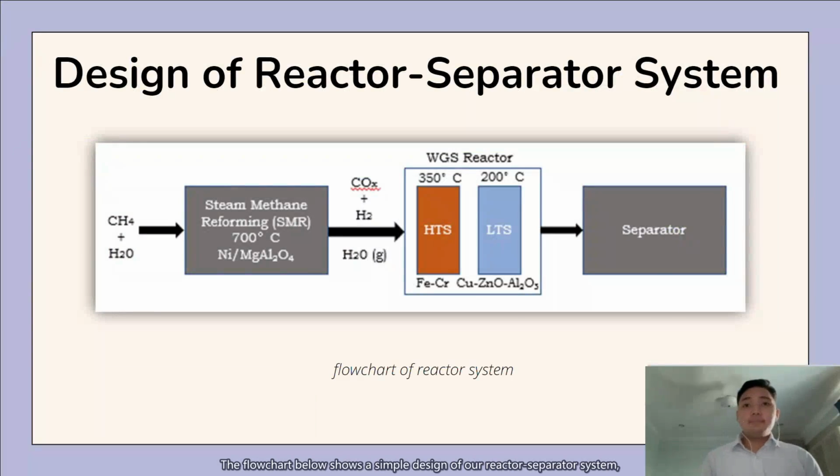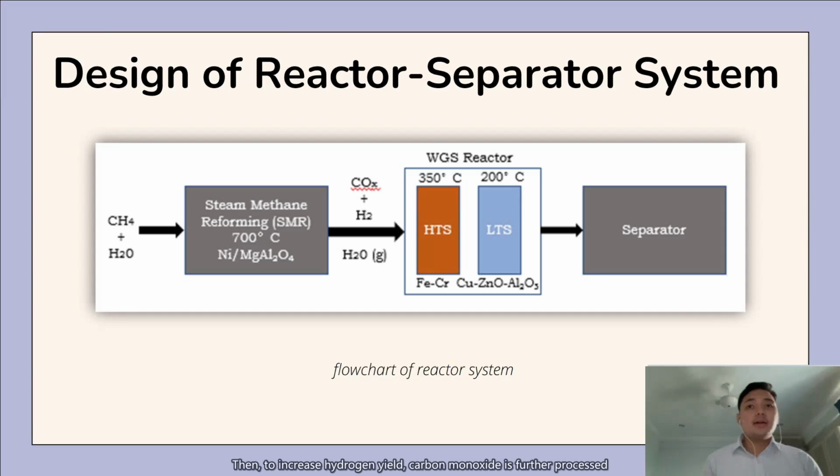The flowchart below shows a simple design of our reactor separator system, alongside the reactor's temperature, catalyst, and the chemical reaction that occurs. Assuming that highly purified methane and steam are supplied in excess to the reformer, it then undergoes steam methane reforming at 700 degrees Celsius in the presence of a nickel-based catalyst to produce syngas such as carbon monoxide, carbon dioxide, and also hydrogen. This reaction is strongly endothermic.